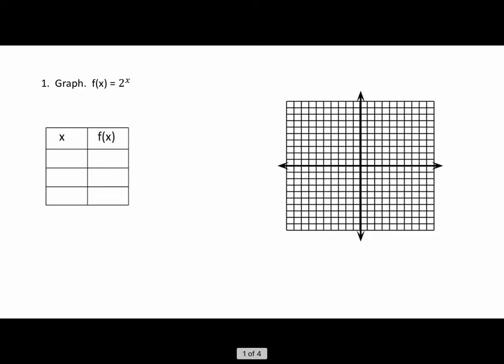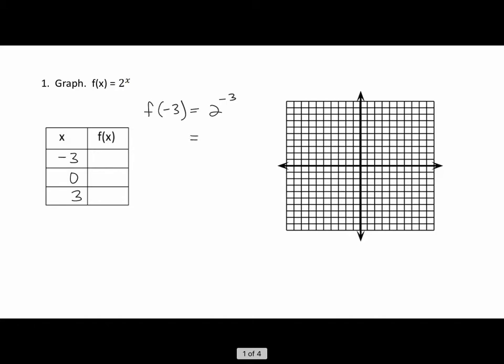Graph the function f of x equals 2 to the x power. So we want to get a good idea of what the shape of this graph looks like. Let's try a negative number, 0, and a positive number. So f of negative 3 is 2 to the negative third power.